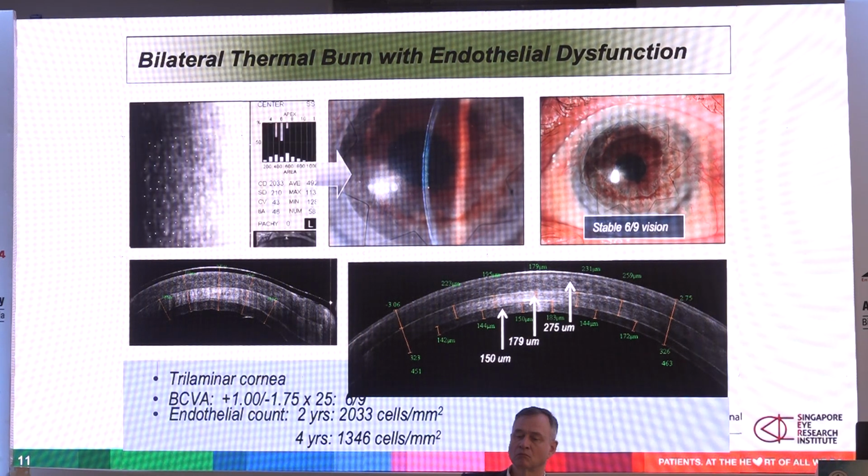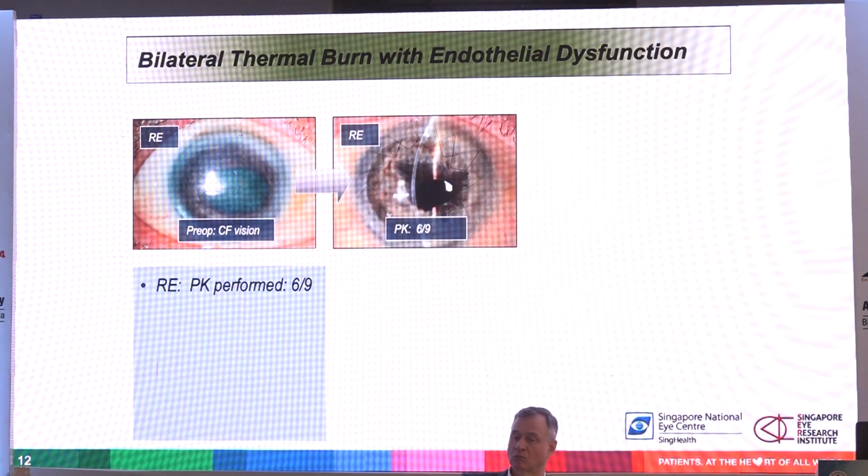How about the fellow eye? And at 4 years, the cell counts are at 1,346. So this patient has been doing very well in the left eye. The right eye, however, had a PK. Of course, with PK, we know the quality and the quantity of vision is excellent.